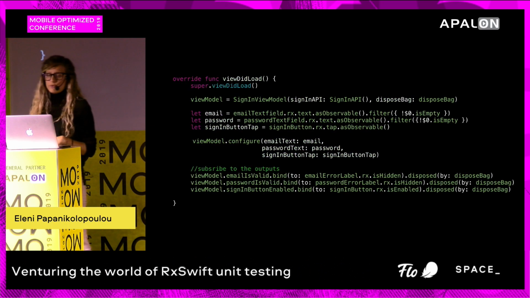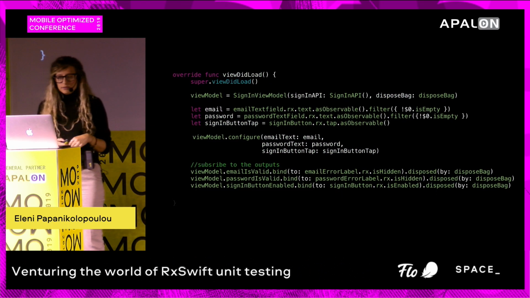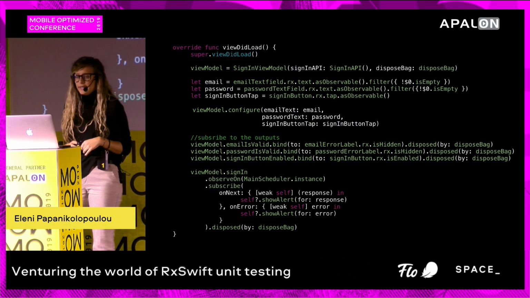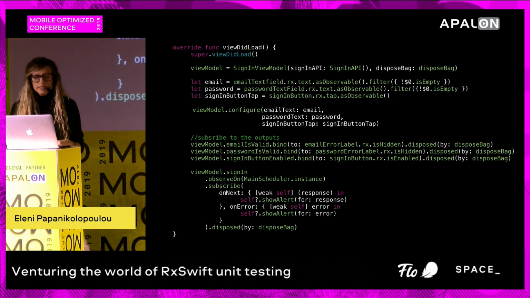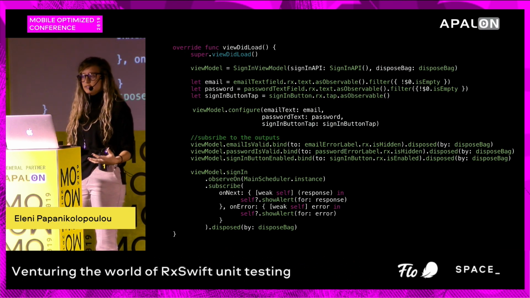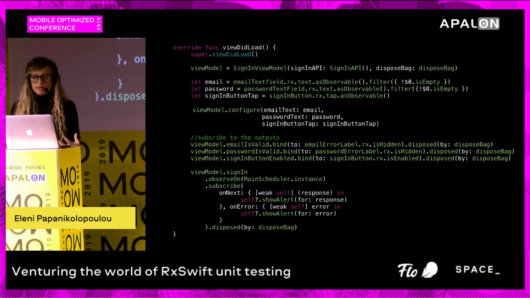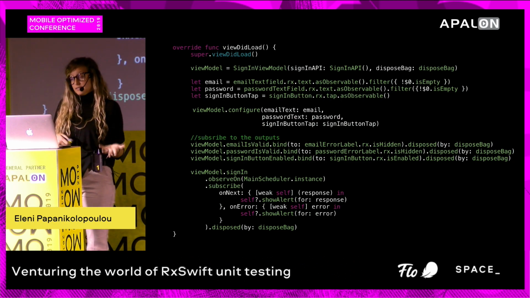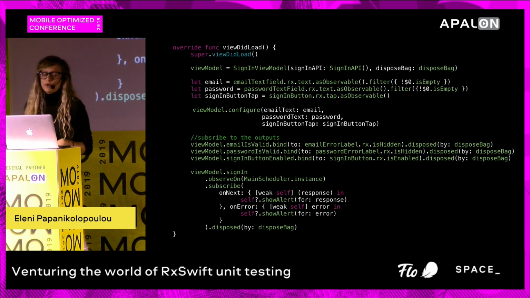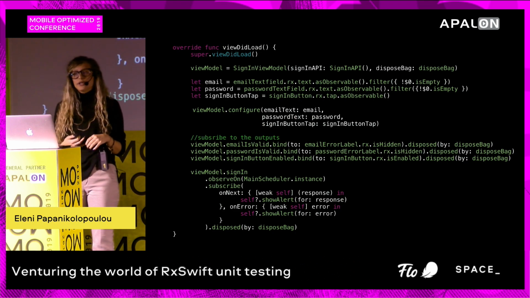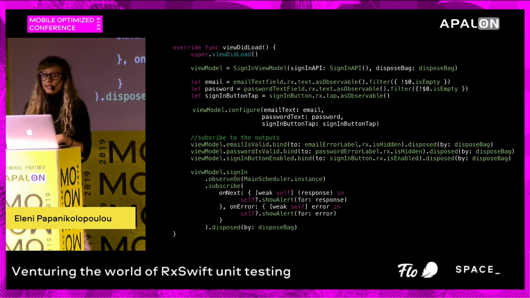So we subscribe to the rest of the outputs of the view model. And also we subscribe to the sign-in in order to make the sign-in request, take the response, and show an alert with a success message or an error message. And this is all the code that we have to implement in the view controller in order to implement our sign-in app.